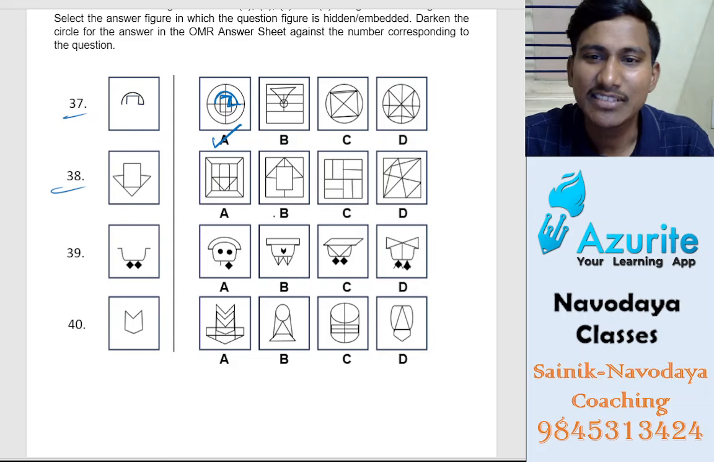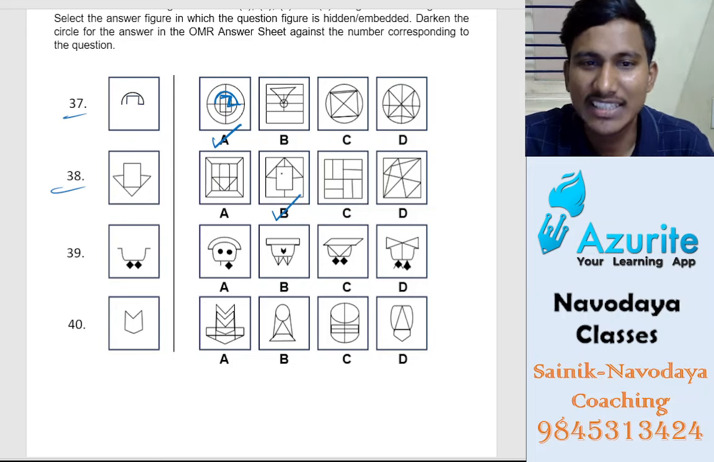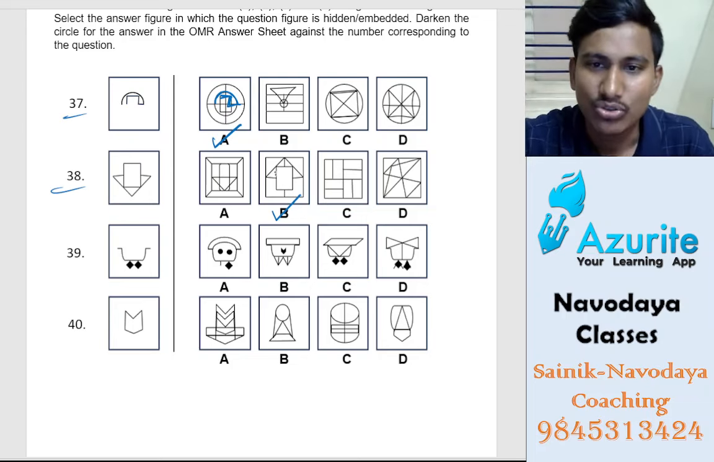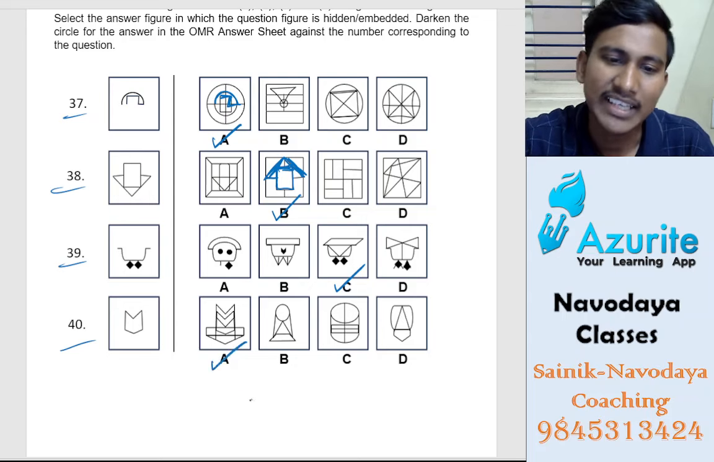It is there in option B. Just reverse it. If you reverse it, you will get it. So that is here, right? It is like this. So you have to reverse it. Option B it is there, and 39 is option C directly, and 40 is in option A here, right?